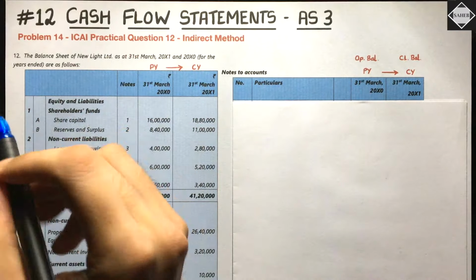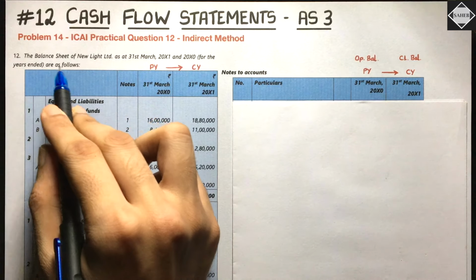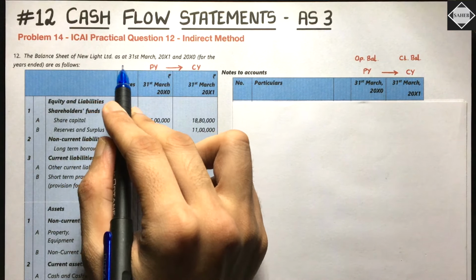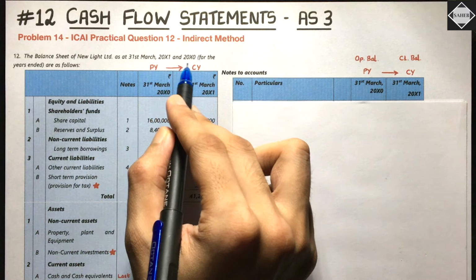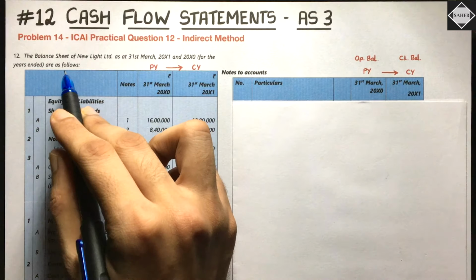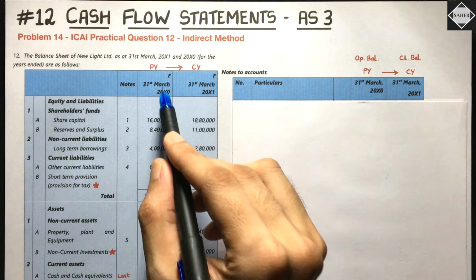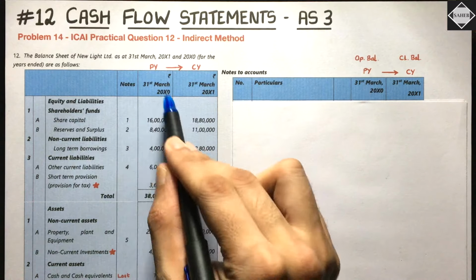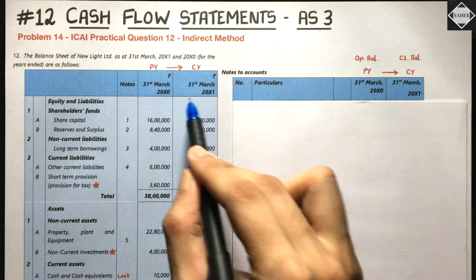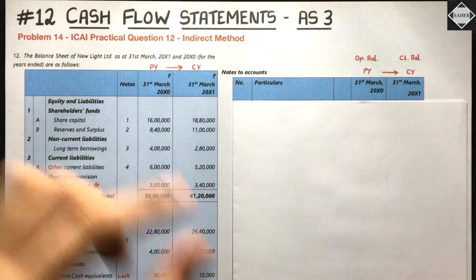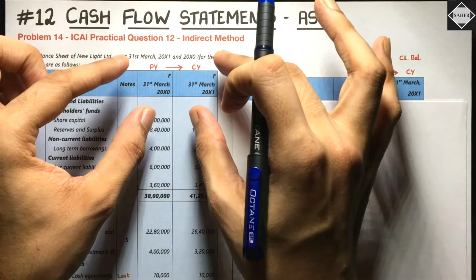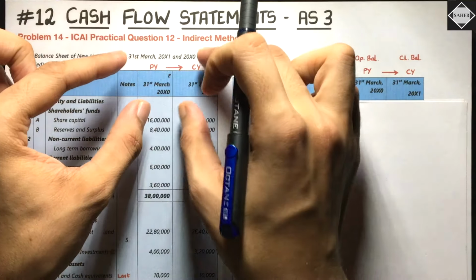Okay, let's begin. Let's quickly read this and analyze. The balance sheets of New Light Limited as at 31st March 2021 and 2020 are as follows. Two balance sheets have been given to us. First they are saying 31st March 2020 and then 31st March 2021. So this is our previous year and then current year, or we can say opening balance, closing balance.